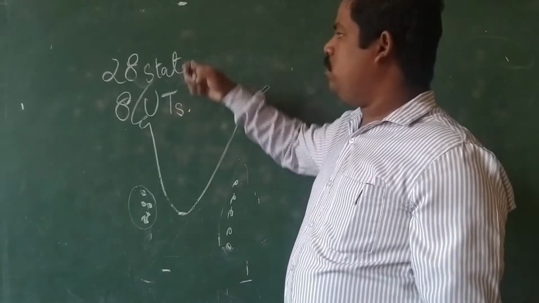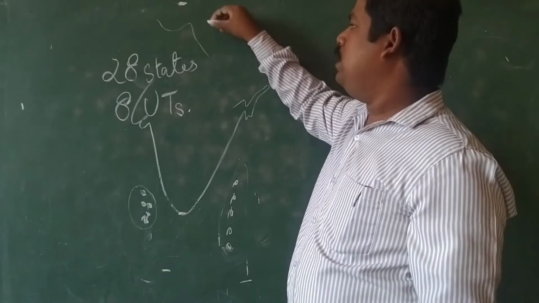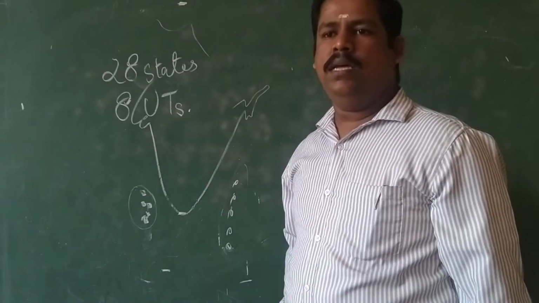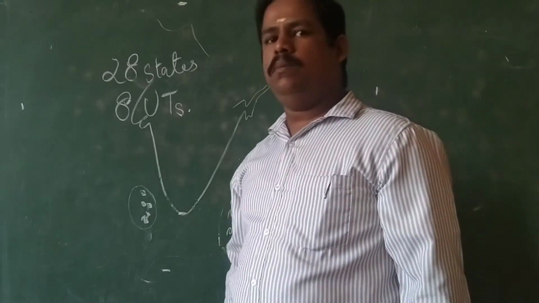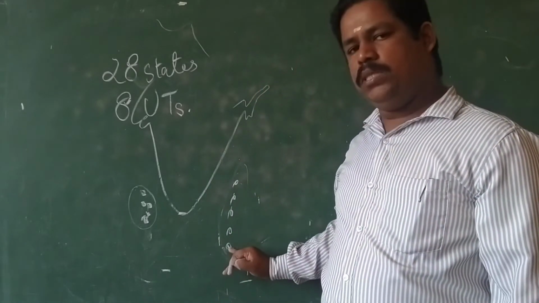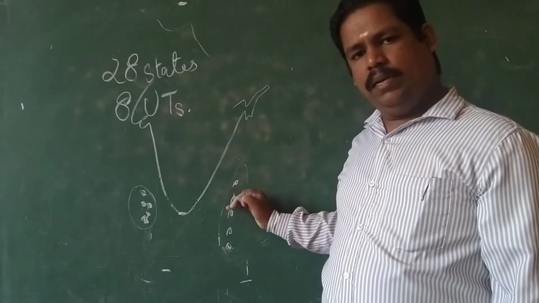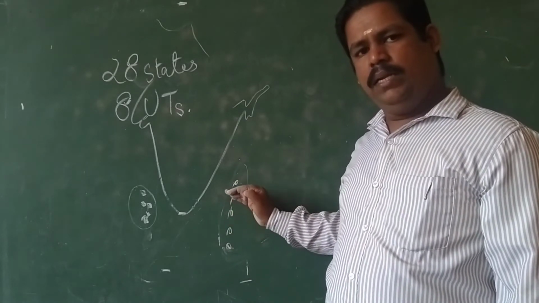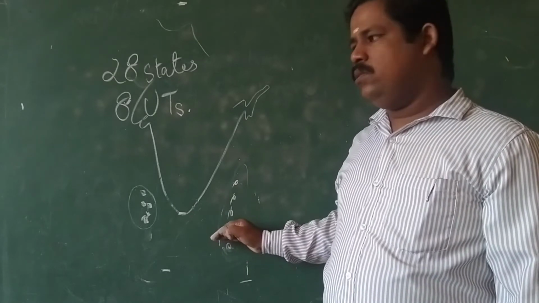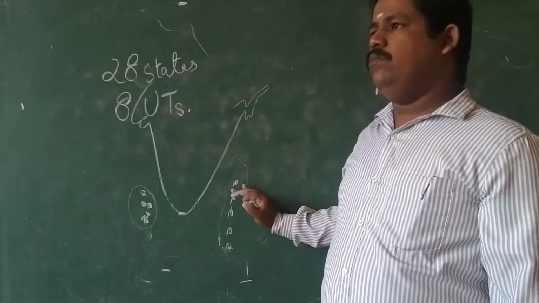If you think about the northernmost tip of India, it will come around here in Ladakh. That is Indira Col. Indira Col is the northmost tip of India, and Indira Point is the southmost tip of India, located in the Andaman Nicobar Islands. It is already submerged under sea water due to the last tsunami. So this is about the administrative divisions.